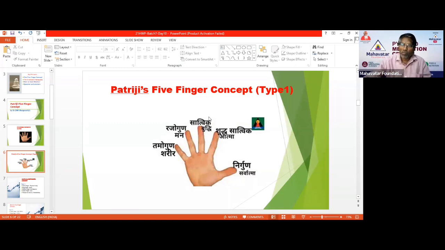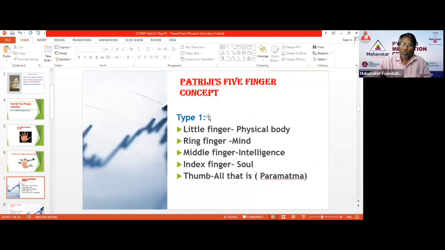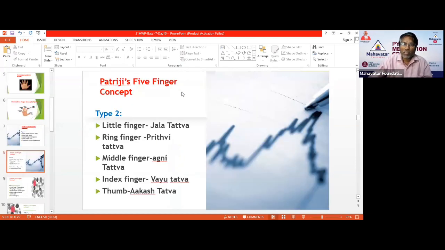Different types of five-finger concepts are shown here. One by one, we'll see them now. This is the first concept. The little finger refers to the physical body, the ring finger refers to the mind, the middle finger refers to intelligence or intellect, and the index finger refers to the soul. Third, the thumb, all that is Paramatma, that is Sarvatma, right? That is the first type.